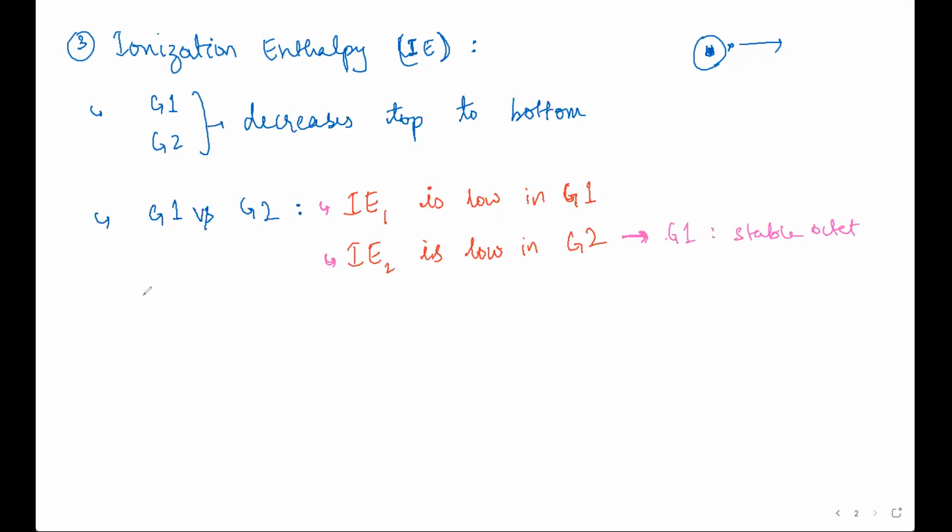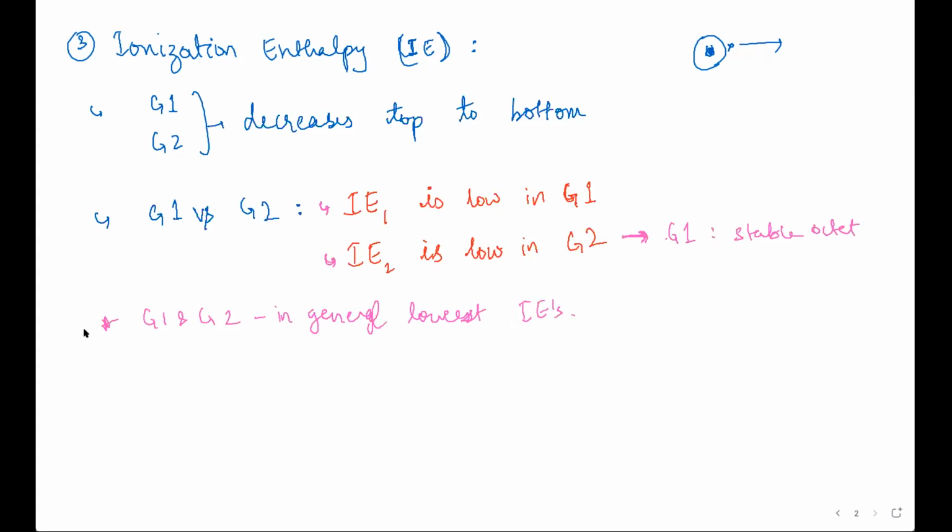Okay. And another point is, in general, group 1 and group 2 have one of the lowest ionization enthalpies in the entire periodic table. So in general, lowest ionization enthalpies. Okay. So that's all there is to ionization enthalpy.